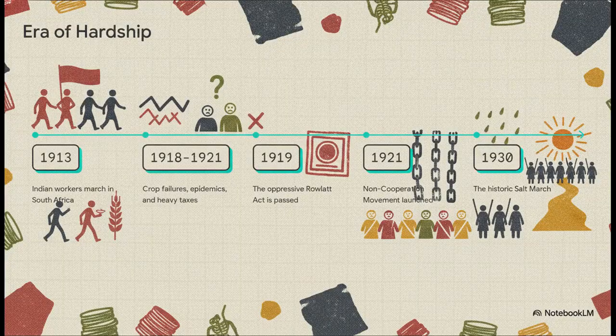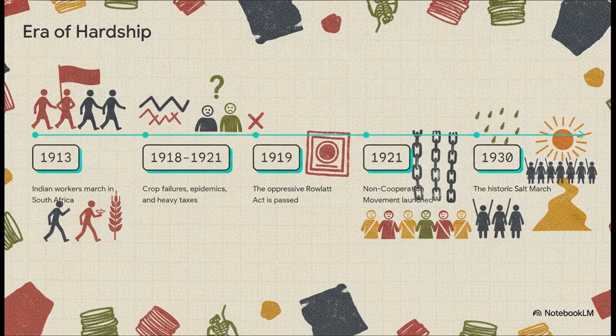If we look at the timeline from 1913 to 1930, you can literally see the pressure building. We have pre-World War marches in 1913. Then, between 1918 and 1921, crop failures and epidemics hit hard. The Rowlatt Act is passed in 1919. By 1921, non-cooperation is launched, which eventually leads up to the 1930 Salt March.